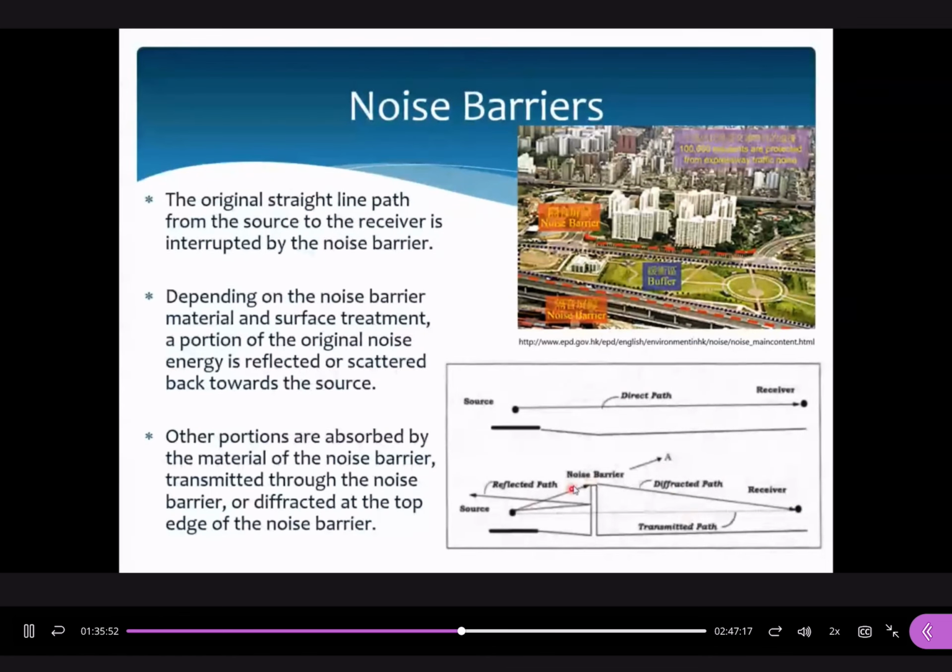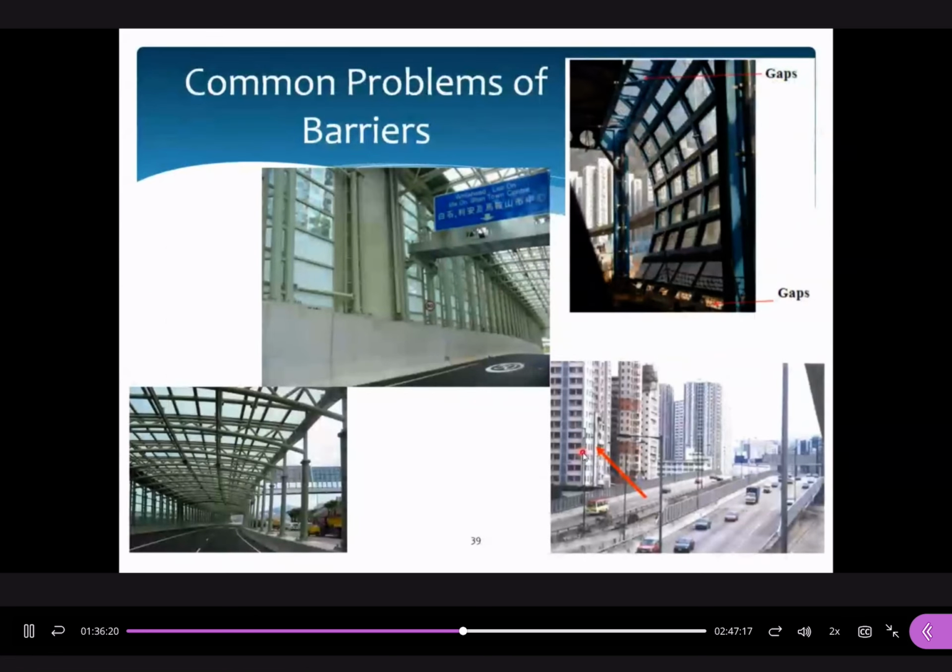If you consider this effect, normally we care about 2 issues. The first one is the diffraction effects over the tops of the barrier or on both sides of the barrier, and the other one is the transmission effects. When we build a barrier here, the transmission is one of the parameters. How to enhance the transmission? It depends on the mass and the density of this material. And the common problems of barriers are that maybe there are gaps along the barrier, or the height of the barrier along this road is not sufficient.